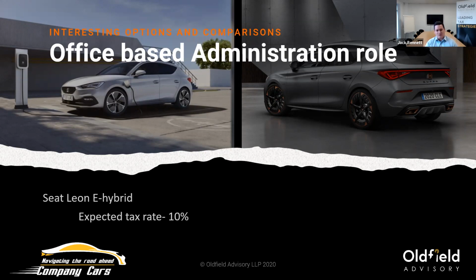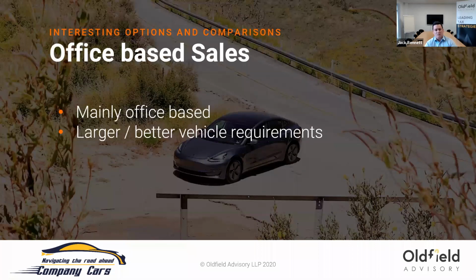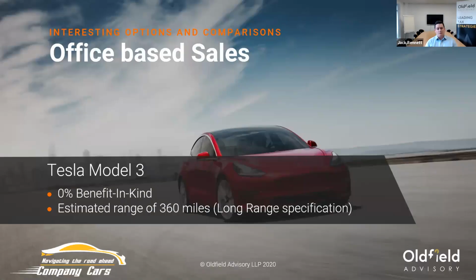So our next category we want to look at is an office-based salesperson. So again, mainly an office-based person, but perhaps someone that has a requirement for a bit of either a bigger or a better vehicle. So not too keen on traveling around in a little Renault Zoe or Seat Leon. They want something next level up. So a fairly typical option would be the Tesla Model 3 there, you can see.